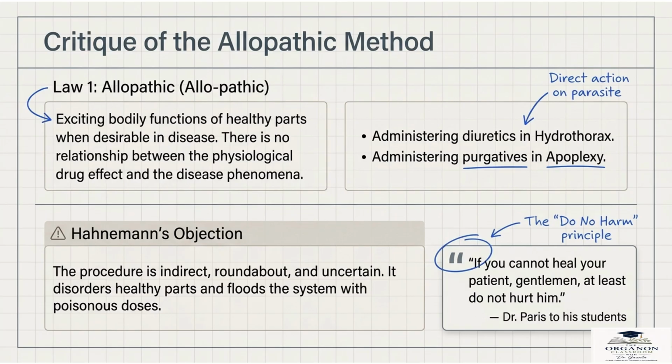In apoplexy or stroke, purgatives were given to stimulate the bowels. Notice that in both these cases, the medicine is not acting on the disease itself. It is simply stimulating the other organ of function in hope that the patient's condition will improve. Hahnemann's objection was that this method is indirect, uncertain, and often harmful.